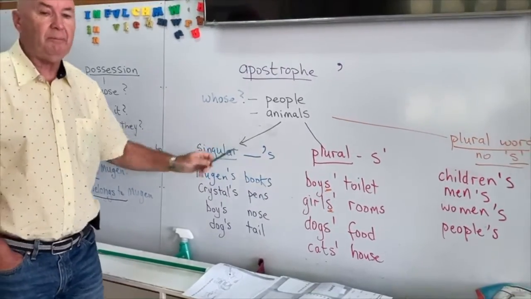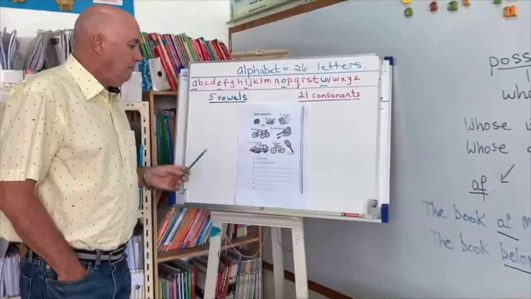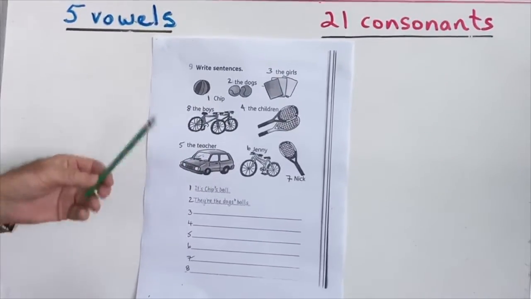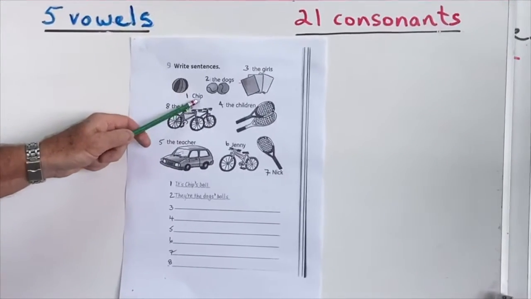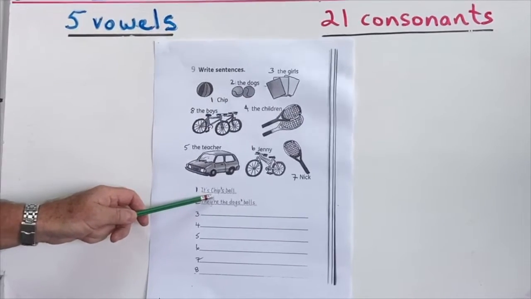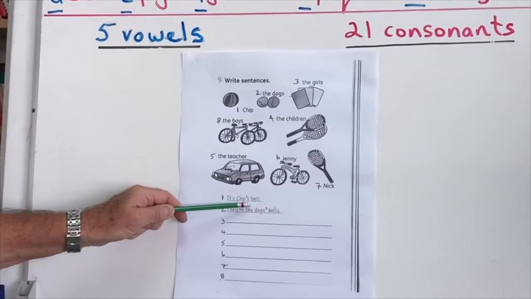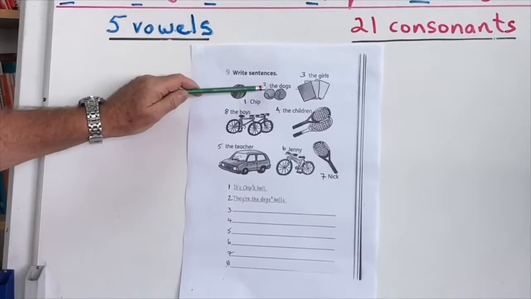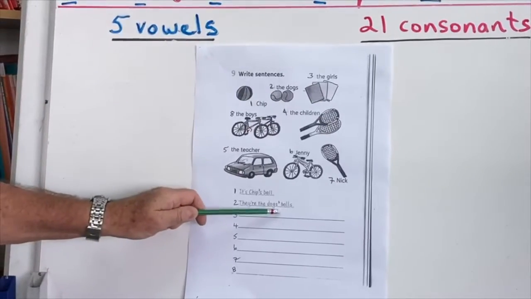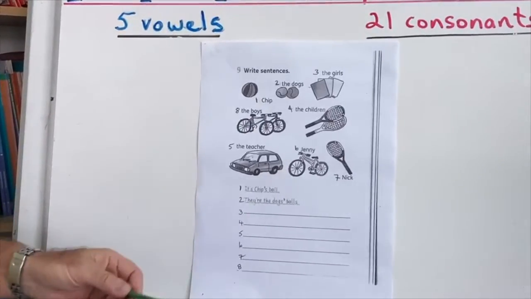Okay, not easy. Right, a few for you to try. Let's go over here. So we've got 8 things here. Who do they belong to? Well, here, Chip is the dog. One dog. So Chip's ball, the ball of Chip. Chip's ball. Chip is singular, apostrophe S. Here, whose dogs, more than one. So dogs' balls, more than one dog. So we put dogs and then the apostrophe.